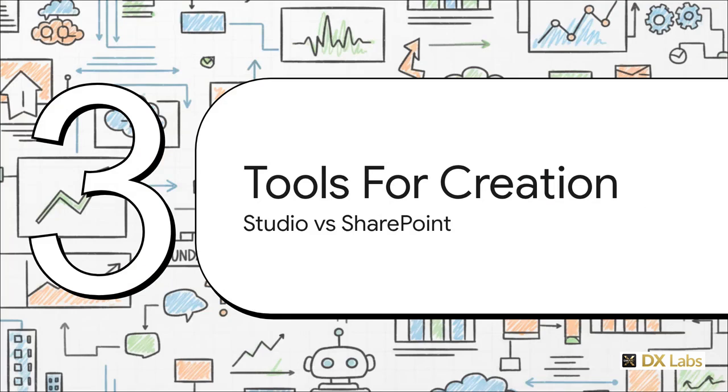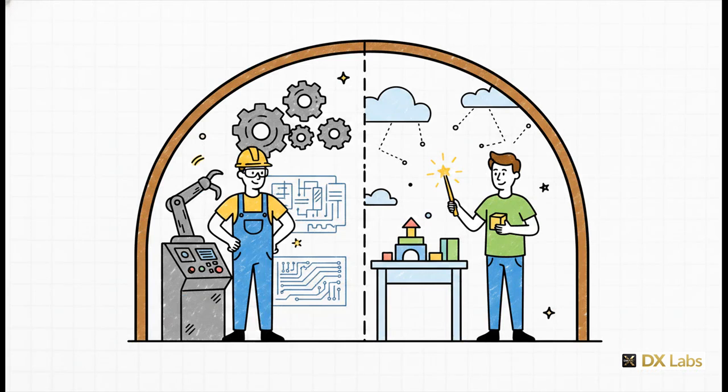Section 4. Let's look at the tools for creating agents. Copilot Studio versus the SharePoint Agent Tool. Our first tool is Copilot Studio. Think of it like a massive dual-mode workshop. On one side of the shop, you've got heavy machinery for professional engineers. That represents the full featured experience, where software developers build advanced agents using custom data connectors and generative AI.